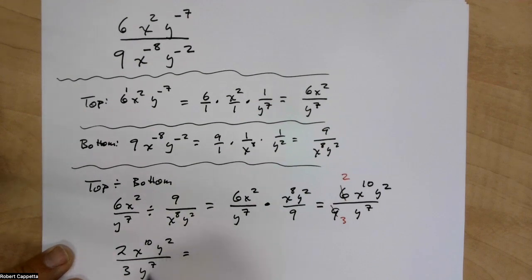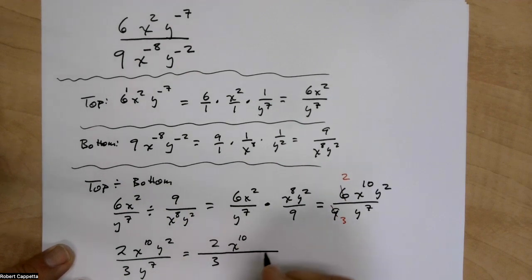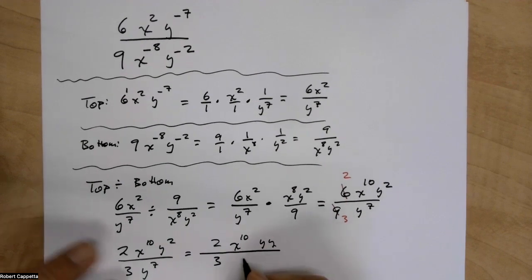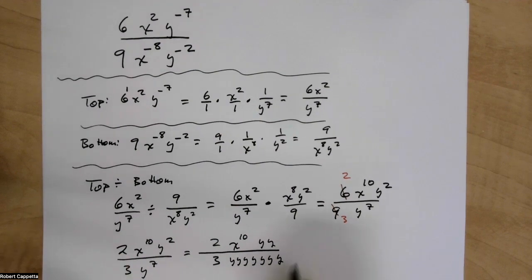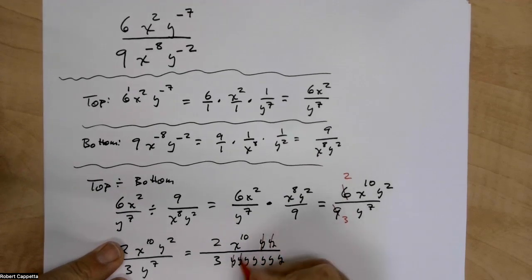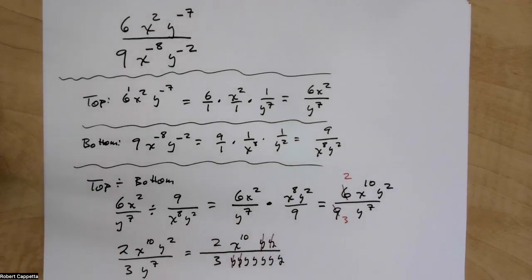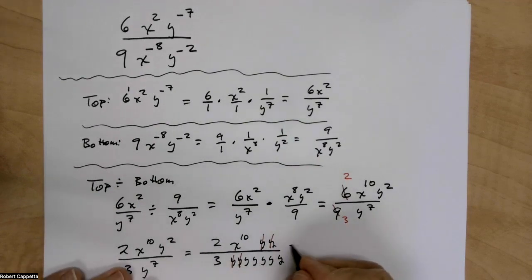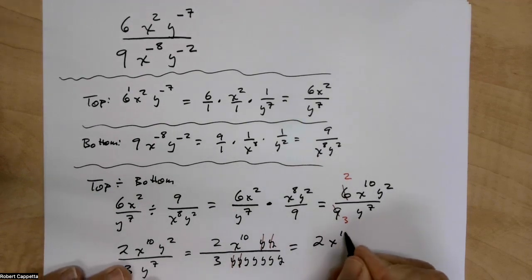Except, of course, y squared over y to the 7th can be simplified. We'll leave 2/3 alone. We'll leave x to the 10th alone. But y squared is over y to the 7th: 1, 2, 3, 4, 5, 6, 7. And we'll notice how that divides out. y over y is 1 over 1. y over y is 1 over 1. What is left upstairs? 2x to the 10th over 3 times 1 times 1, 1, 2, 3, 4, 5 y's, y to the 5th.